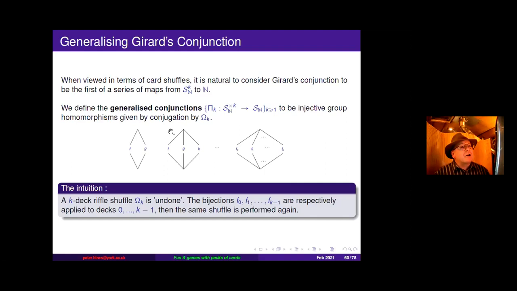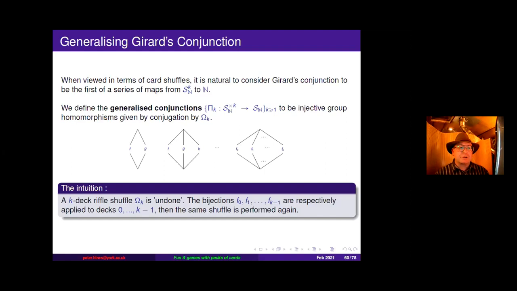I have a substantial typo there, that should be the symmetric group on the natural numbers, not the natural numbers. So the first of a series of maps from the k-fold product of the symmetric group of the natural numbers to the symmetric group on the natural numbers. I have it more correct here. So we call these generalized conjunctions simply because they're generalizing Girard's model of the conjunction. And these are injective group homomorphisms given by conjugation by the appropriate generator of our operad of hierarchical riffle shuffles.